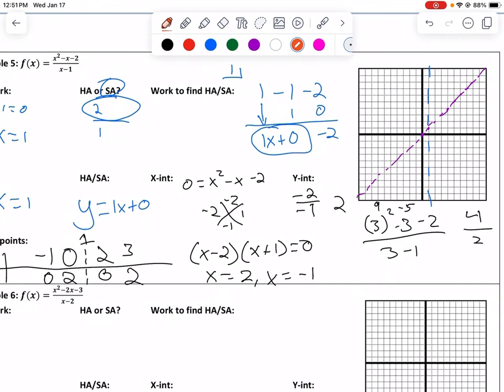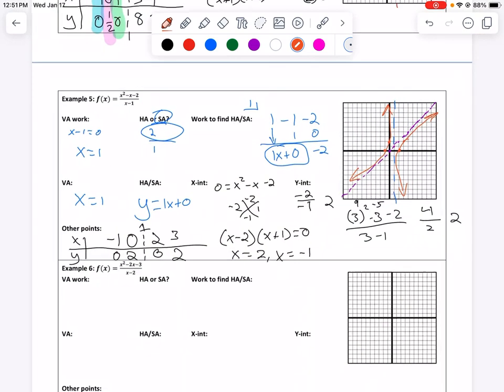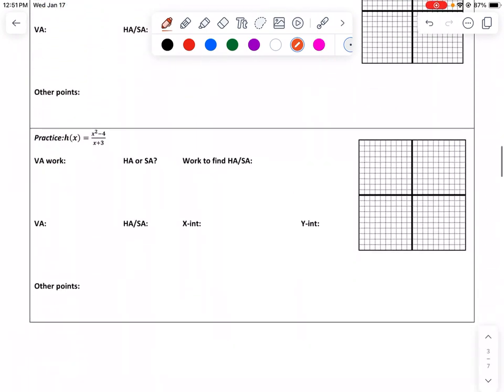I'm going to plot my points. So at -1, 0, I have a point, and at 0, 2, I have a point, and both of those points make sense with where they land in my asymptote. Okay, and then on my next one, I have 2, 0, and 3, 2, that's there. And both of those make sense within my asymptote. Okay, so a lot of work going on.